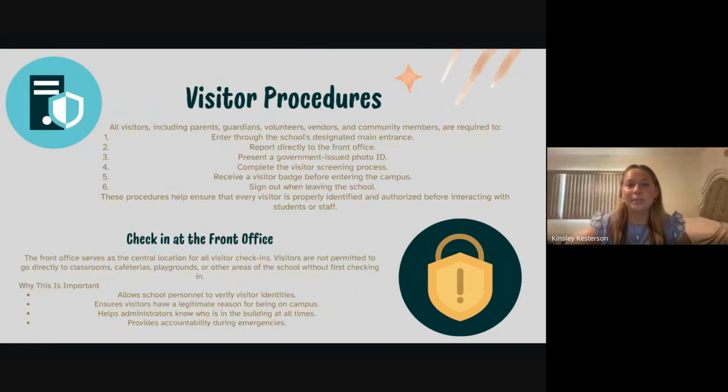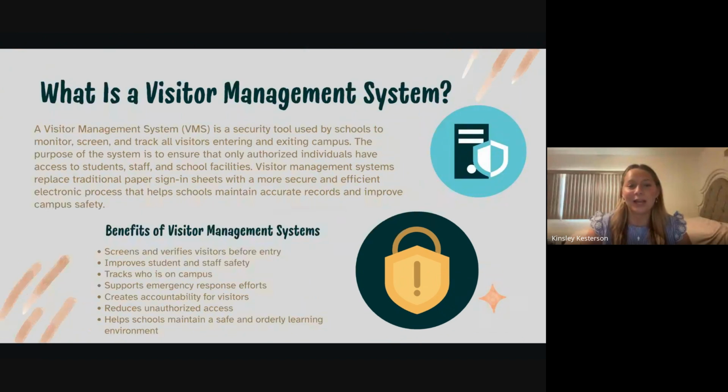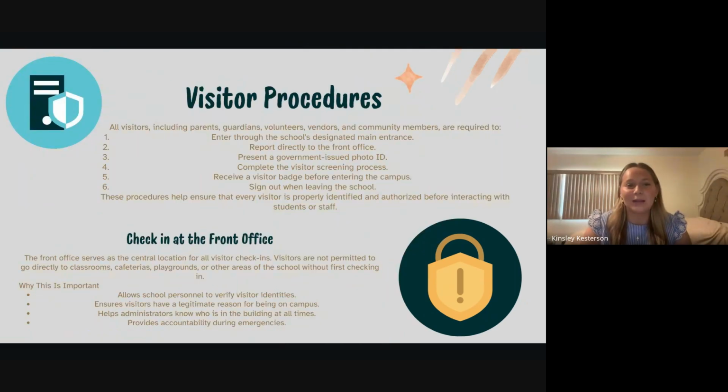So the visitor management system, the procedures for visitor management system: all the visitors, parents, guardians, volunteers, community members, everyone has to enter the school's designated main entrance, report to the front office, present their government issued ID, complete the visitor screening process, and then receive their badge before entering campus. And then they have to give their badge back to sign out before they leave the school. And this just helps ensure that every visitor is properly identified and authorized before interacting with students and staff.